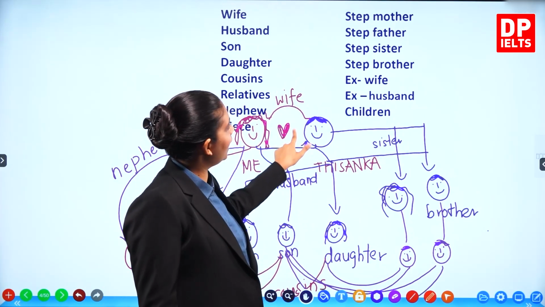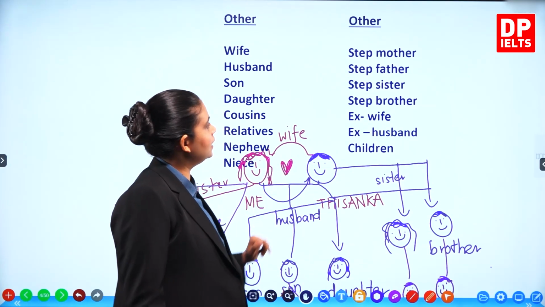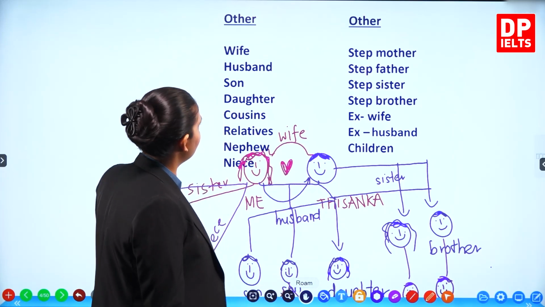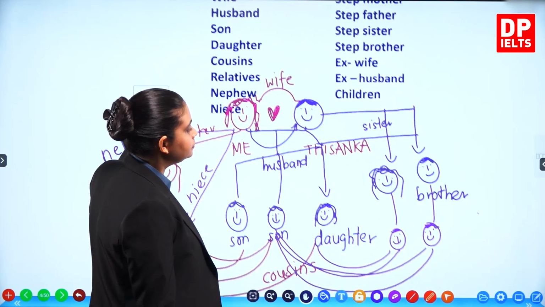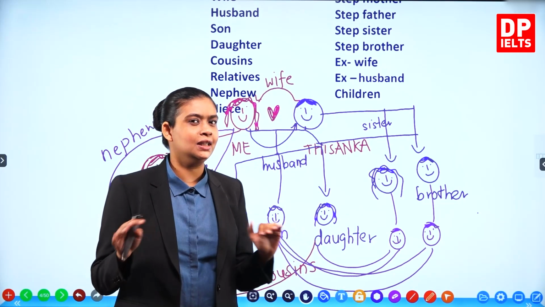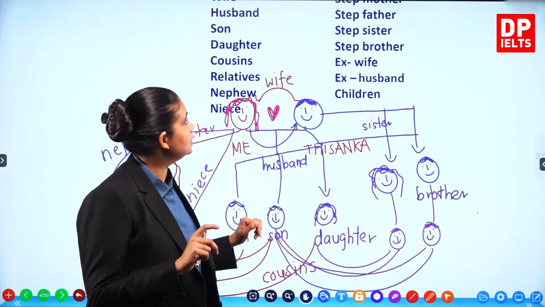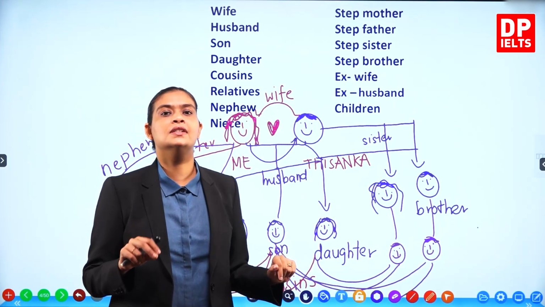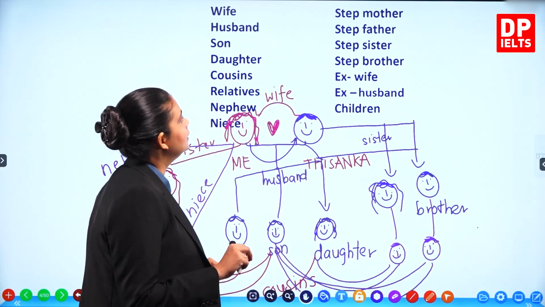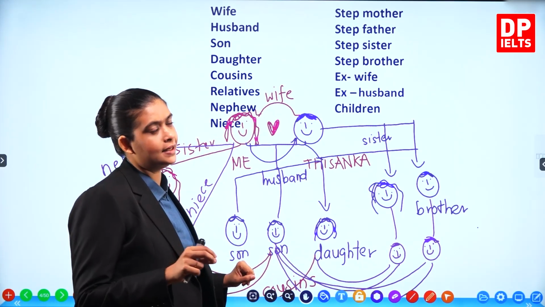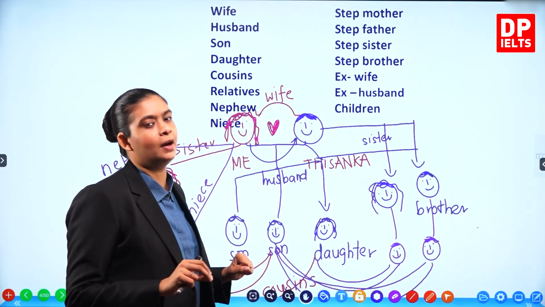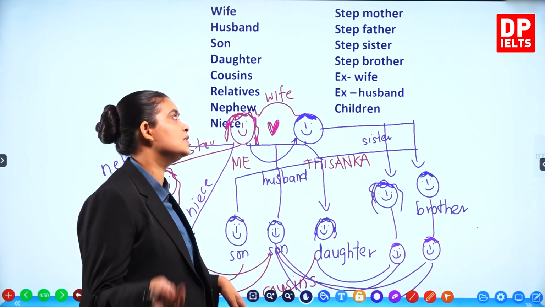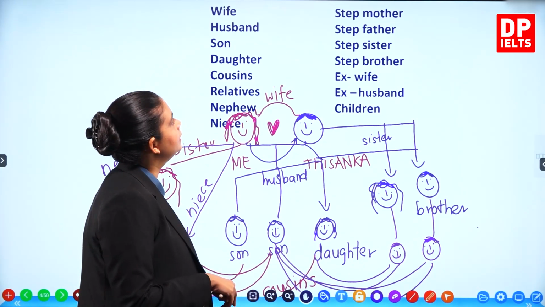Next, we have stepmother and stepfather. This concept is not very common in Sri Lanka. So in Sri Lanka, this stepmother stepfather concept is a little outdated. We actually don't talk about it too much, right? But we have to learn the relationships. So let's have a look at it, right?